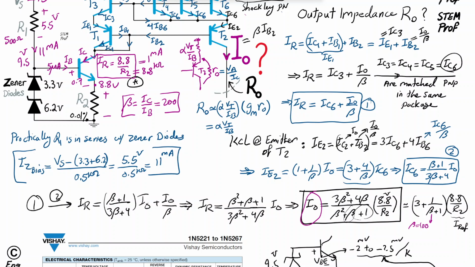GM of the transistor, for T2, is again an AC parameter. It's just the transconductance of the transistor, which is simply IC over the thermal voltage of the PN junction. R out, as we talked about, is just early voltage divided by IC. So it's VA over IC. See what's happening? IC cancels out with IC, VT cancels out with VT, and effectively we get that R out is equal to alpha times early voltage divided by I base.